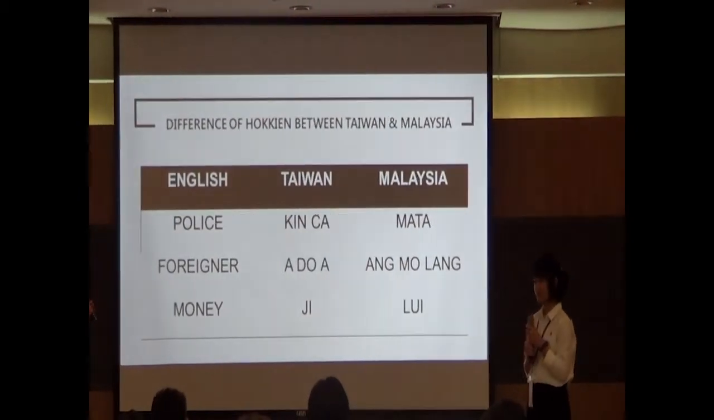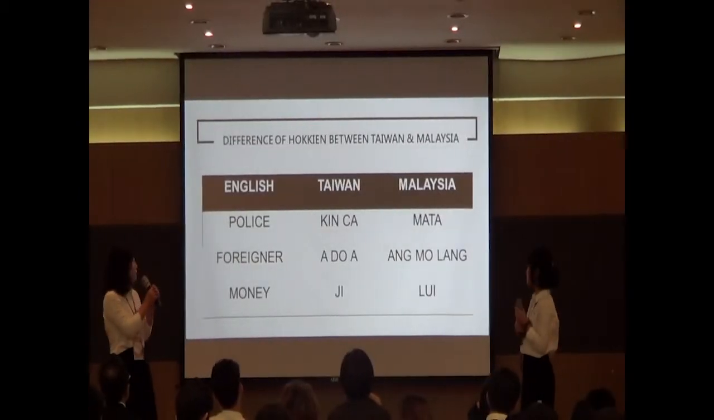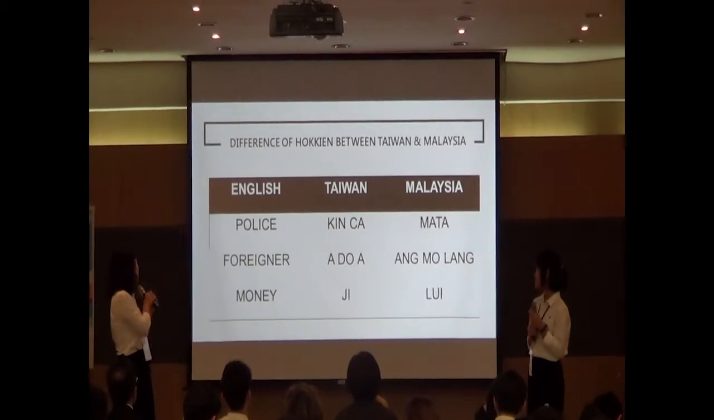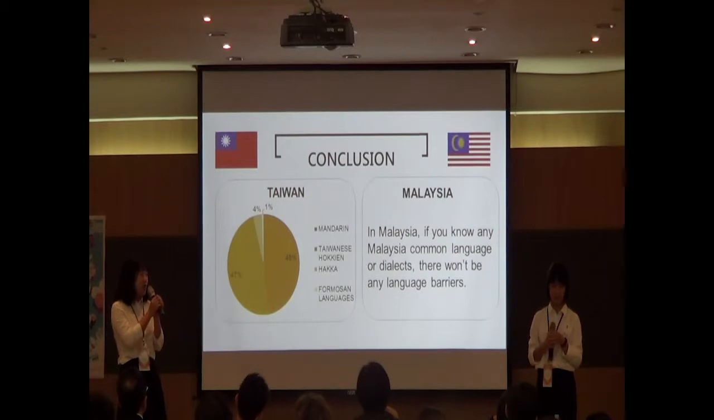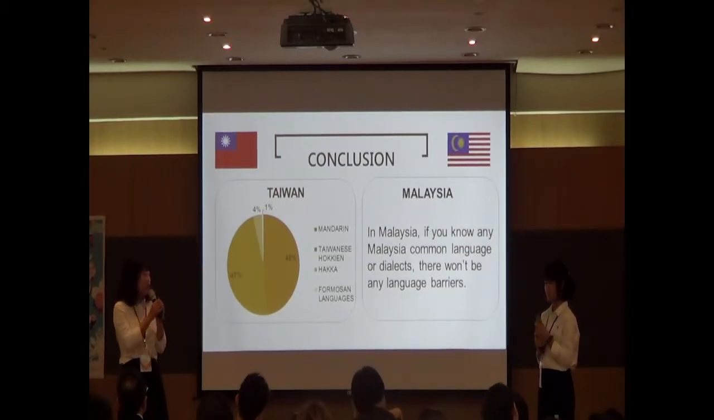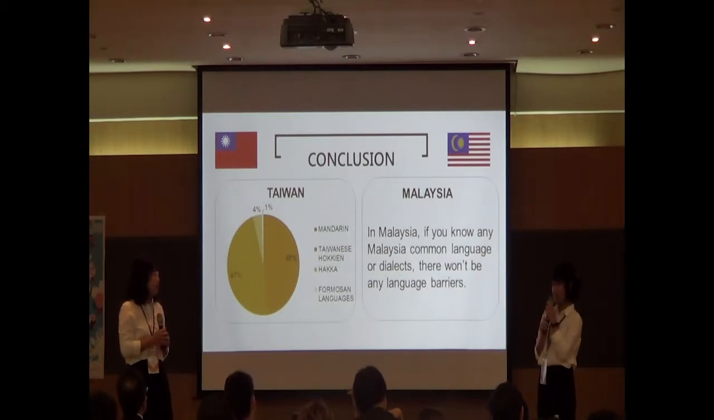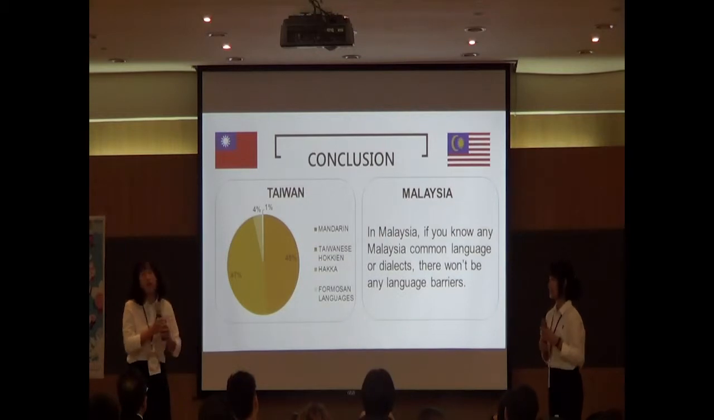These are some examples of difference of Hokkien between Taiwan and Malaysia. In the world, most of Taiwanese use Mandarin and Taiwanese Hokkien. Also, few people use Hakka and Formosan language. In Malaysia, if you know any Malaysia common language or dialect, there won't be any language barriers.